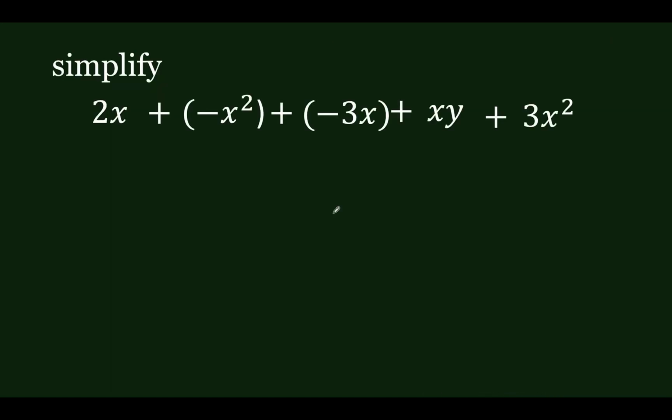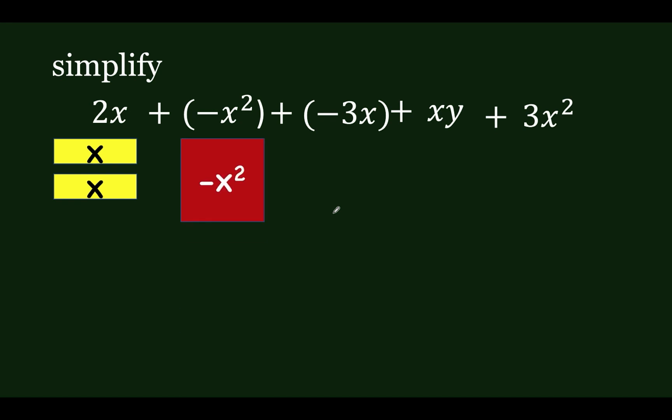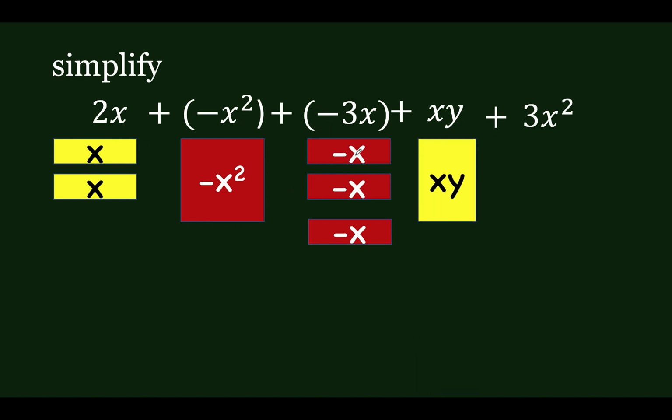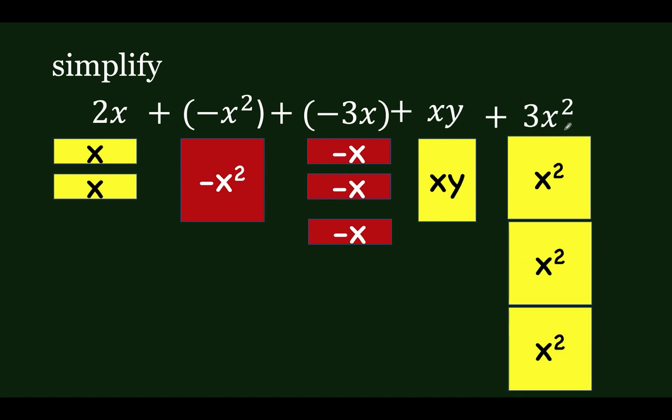So, for example, you have 2x plus negative x squared plus negative 3y plus xy plus 3x squared. How do we visualize this now? So 2x has no problem. It's 2 yellow x's. Negative x squared would be red, and negative 3y would also be red, the same dimension as y, but it's color red. xy is positive, so it's yellow, and 3x squared are also yellow, 3 squares of dimension x squared, and they are all color yellow.